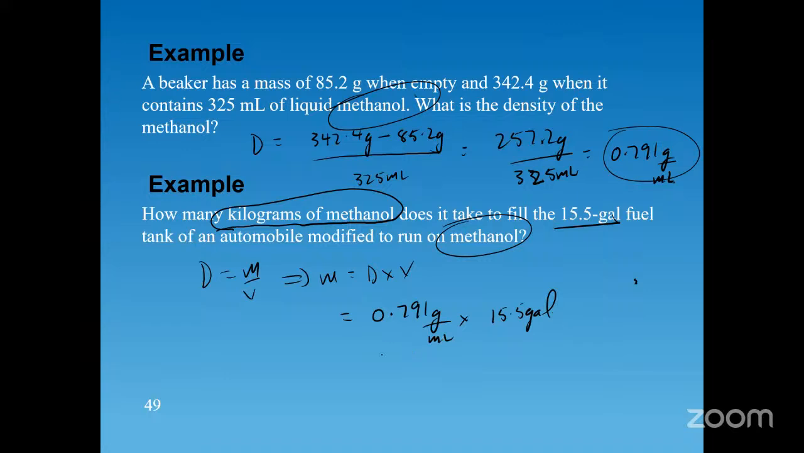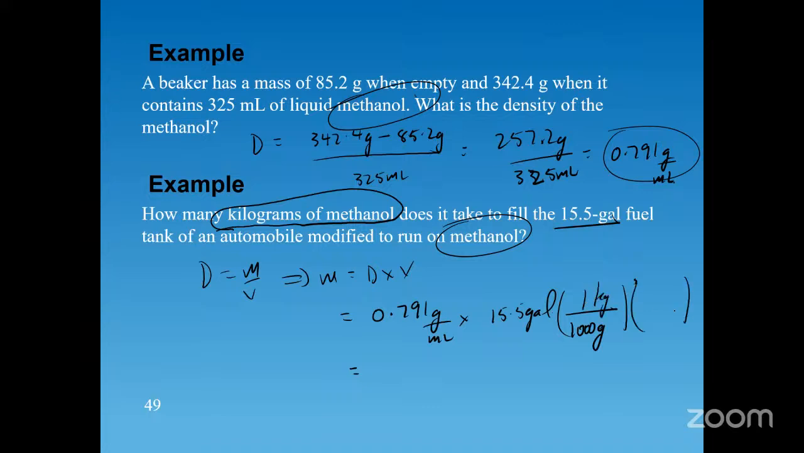And the question is asking for the mass in kilograms, right? So we have to do some unit conversion. First one I will do, and it doesn't matter the order of the unit conversions, is I'm going to convert from grams to kilograms. So we know that 1,000 grams is equal to 1 kilogram. The way I'm going to express this here is that I'm going to put 1,000 grams down here as a denominator and 1 kilogram up here as a numerator.